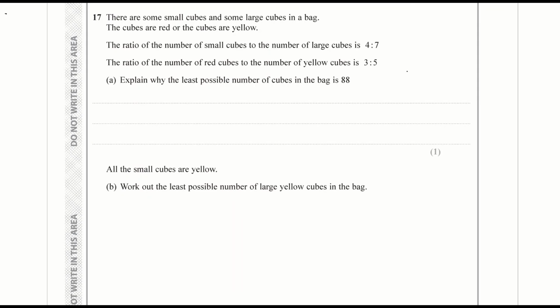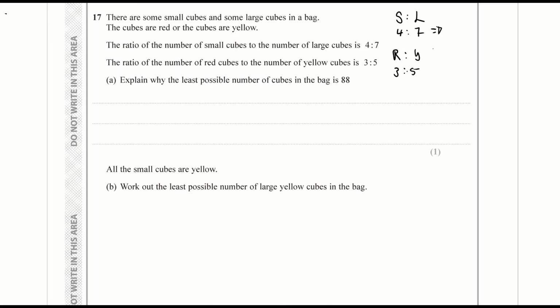Question 17. There are some small cubes and some large cubes in a bag. The cubes are red or the cubes are yellow. The ratio of the number of small cubes to the number of large cubes is 4:7. So I'm just going to write down S for small and L for large, and I have 4:7 here. The next line states the ratio of the number of red cubes to the number of yellow cubes is 3:5.